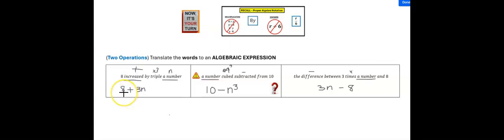Okay, here are 3 problems for you to continue trying. These are 2 operations, so you want to make sure you're seeing both operations when you set it up. So this one would be 8 increased by triple a number. So we're going to start with 8 and then we're going to increase it by 3n. Tripling is multiplying by 3.